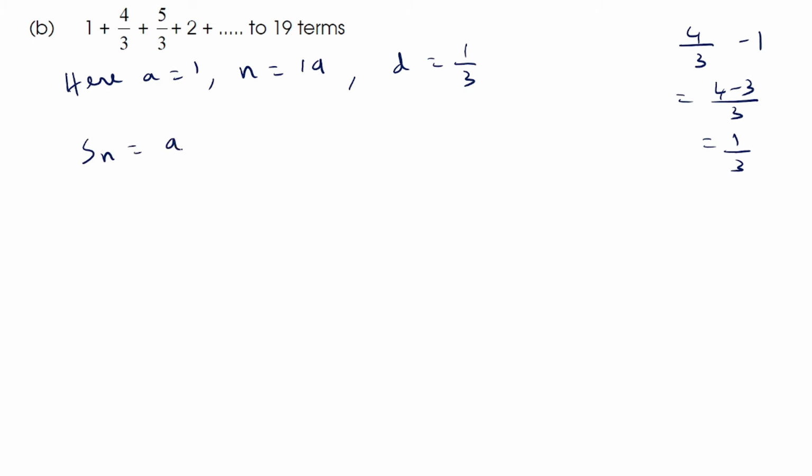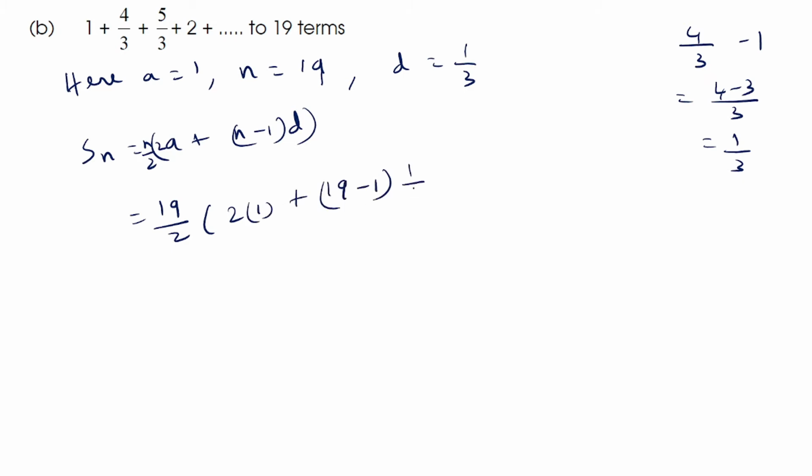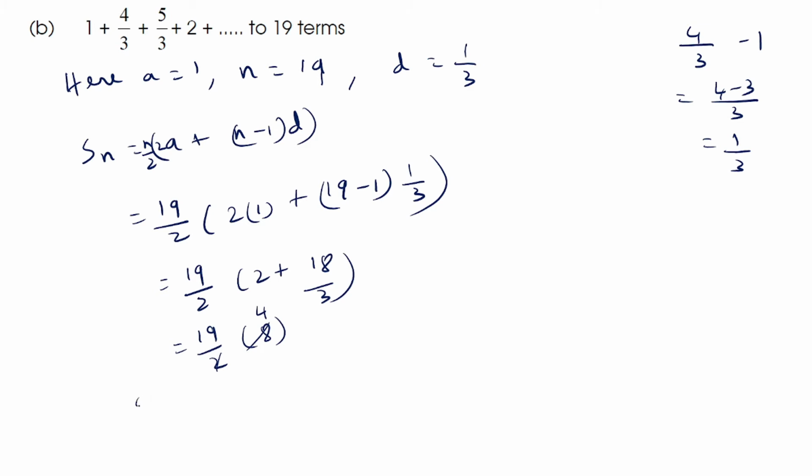So Sn is equal to n by 2 into (2a plus (n minus 1) into d). So it is equal to 19 by 2 into (2 into 1 plus (19 minus 1) into d, where d is 1 by 3). So it is equal to 19 by 2 into (2 plus 18 by 3). So this is 19 by 2 into (2 plus 6), which is 8. So it is 76. So Sn is equal to 76.